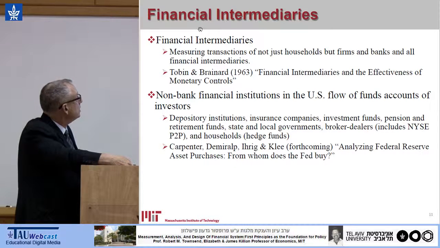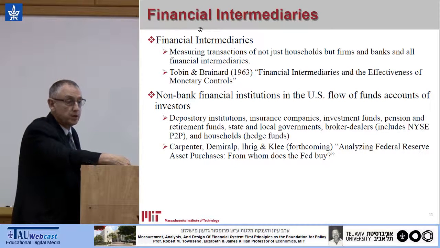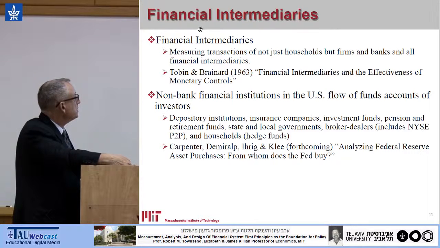Anyway, what's listed there as financial institutions are depository institutions, insurance companies, investment funds, pension and retirement funds, state and local governments, broker dealers. That's kind of interesting. So where's the New York Stock Exchange? It's right there, as well as peer-to-peer platforms I'll talk about.